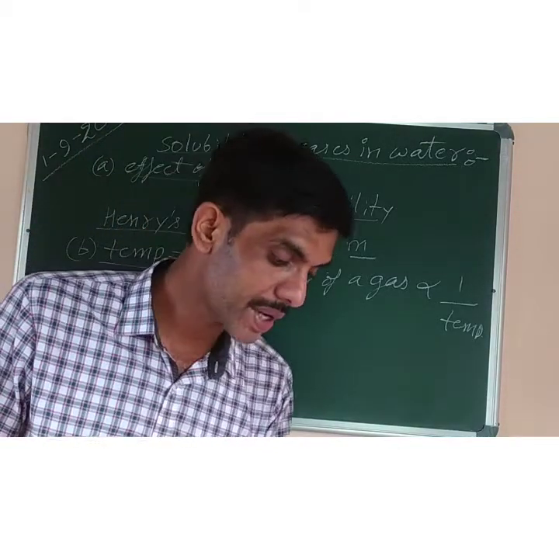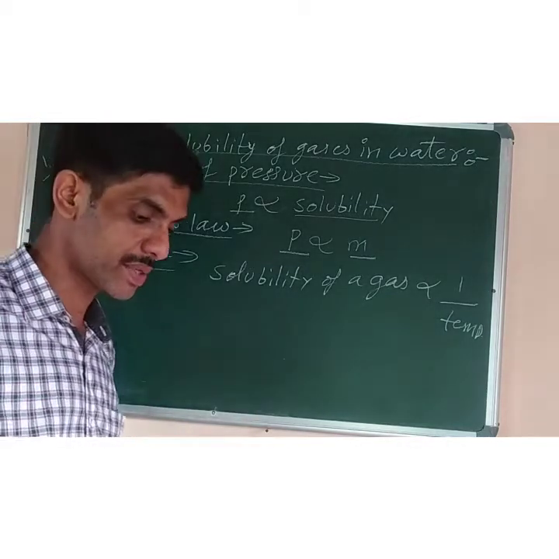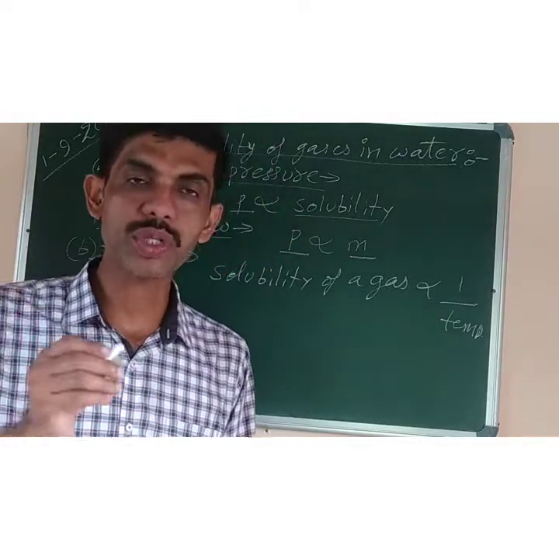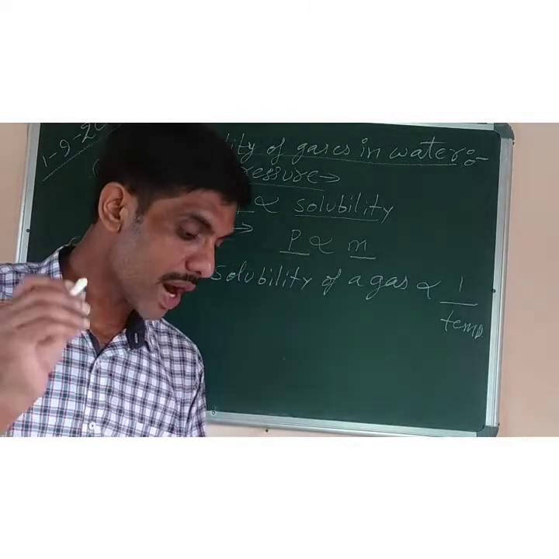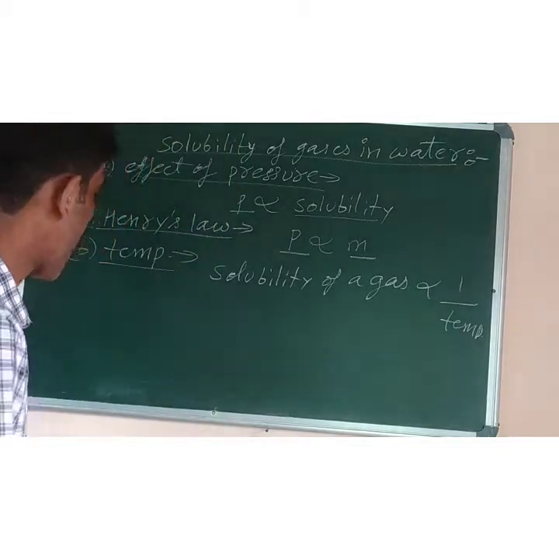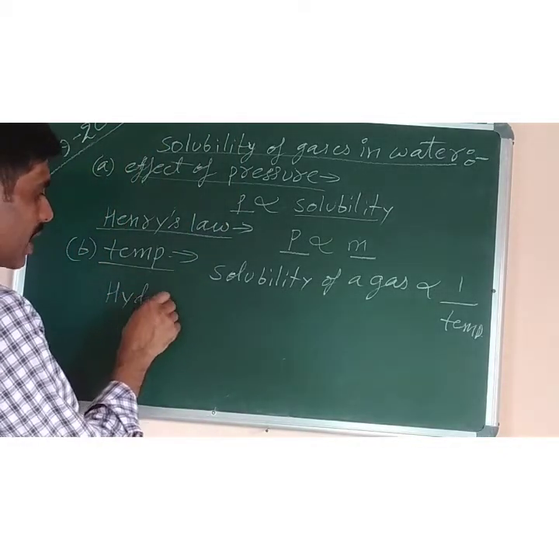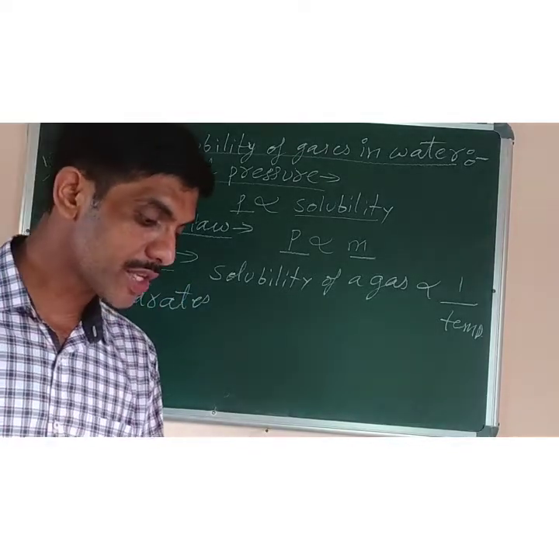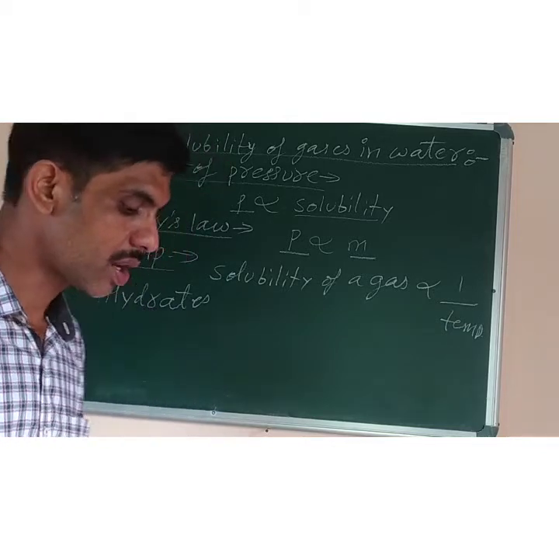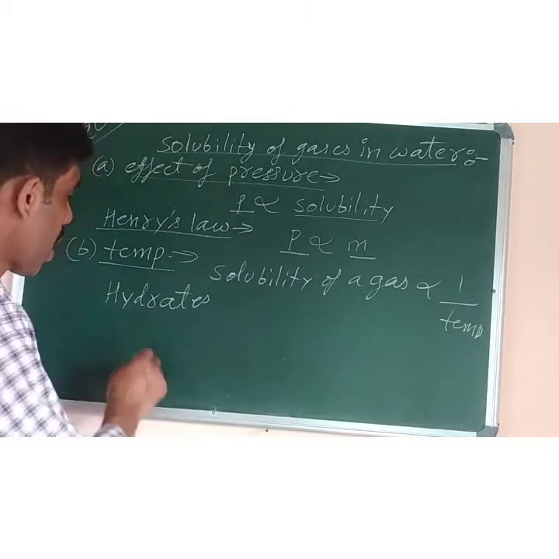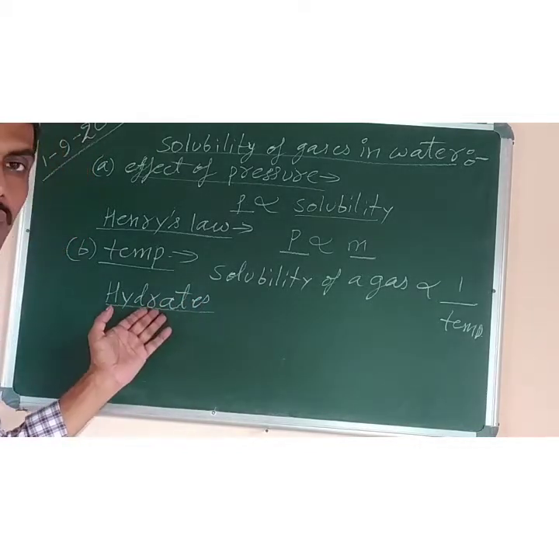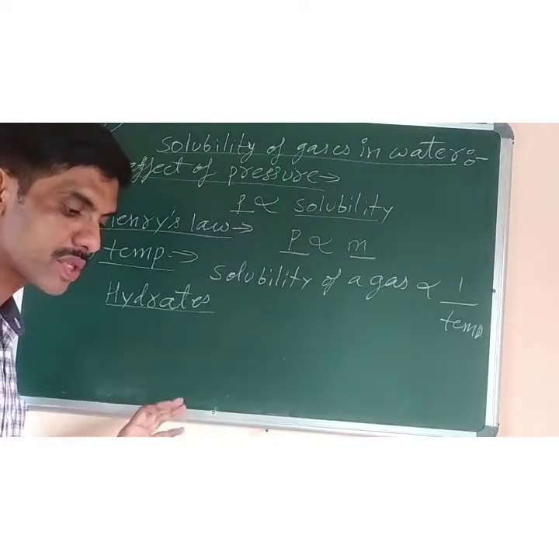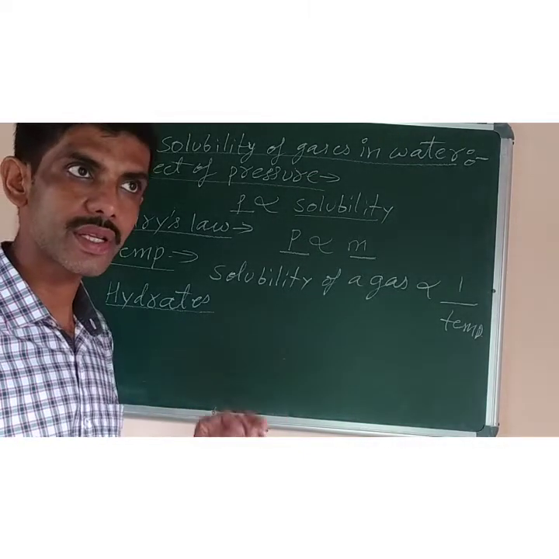Now, next we have hydrated and anhydrated substances. What is the meaning of hydrated? Hydra means water. So hydrated compounds are those that contain water of crystallization, and they are called hydrates, H-Y-D-R-A-T-E-S. The water which is present in them is called water of crystallization or water of hydration. So what are hydrates? In simple words, compounds that contain water of crystallization.